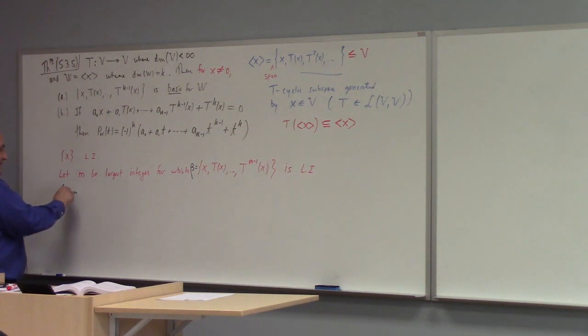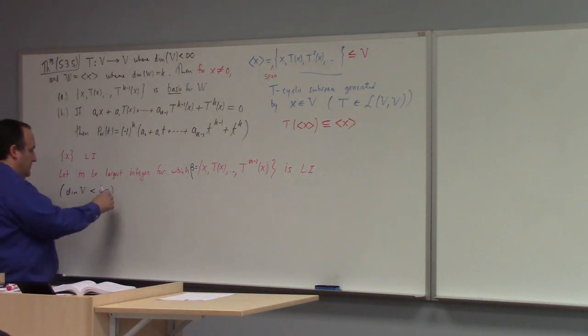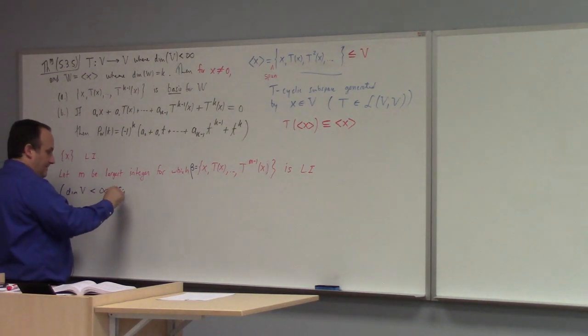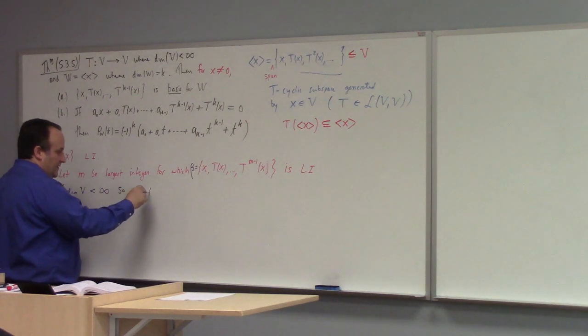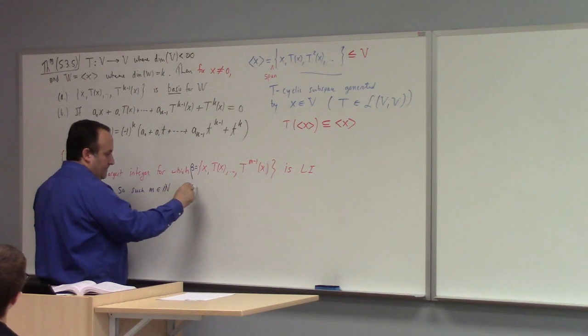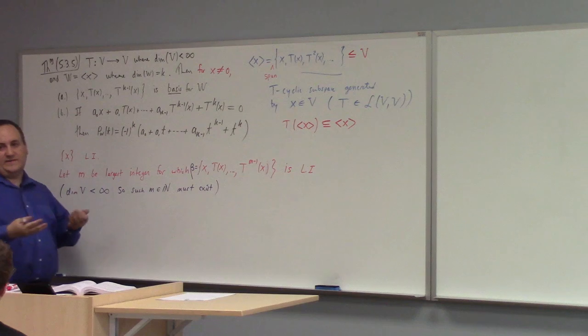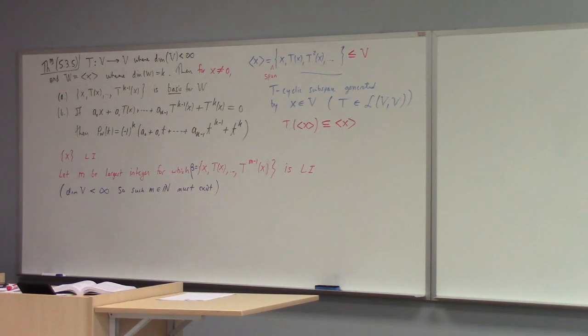We're assuming what? The dimension of V is less than infinity, right? So such an M in the natural numbers must exist, right? Otherwise what? Otherwise you'd have a set with more than the dimension of V linearly independent vectors, which is of course absurd, right? So there must be some M like that.